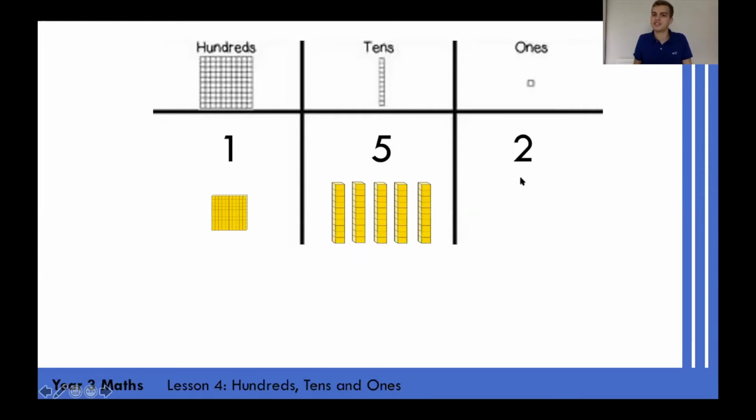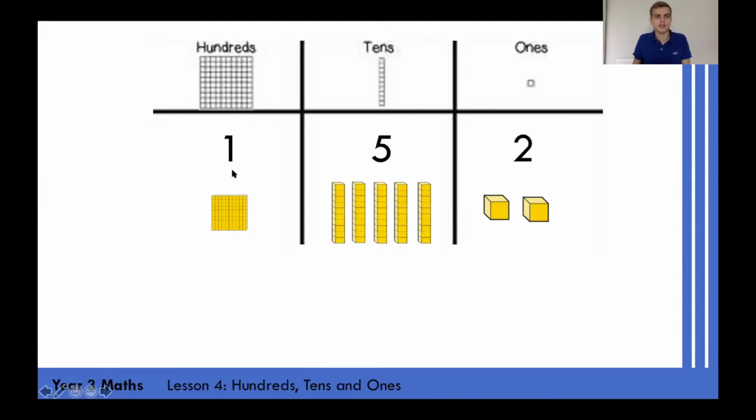Oh, I've got the digit 2 in my ones column, so I'm going to need 2. 1, 2. Fantastic. I've made my number out of tens and ones. Now I want, though, to write it in expanded form, and expanded means to make bigger. So I'm going to write it out in a bigger way.